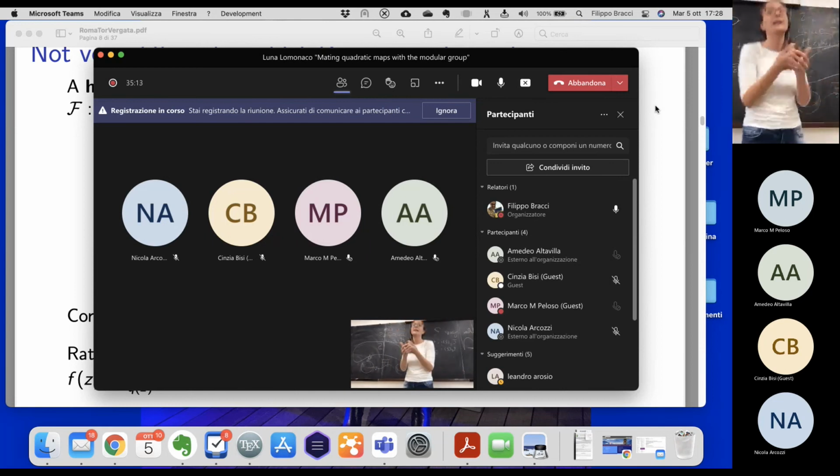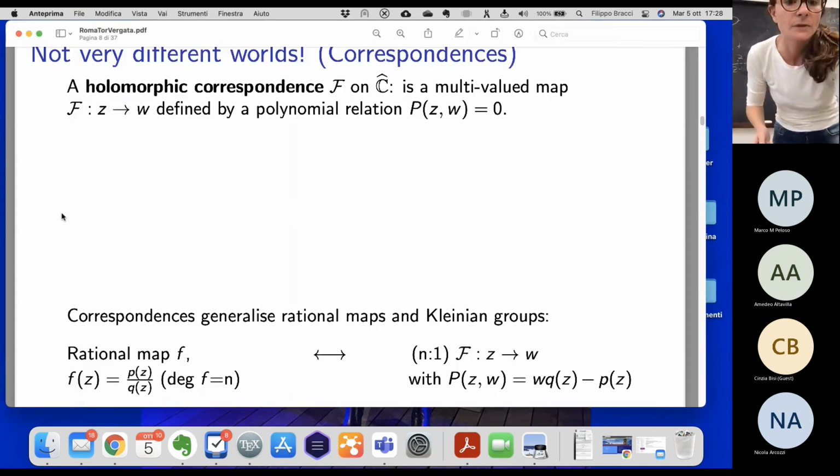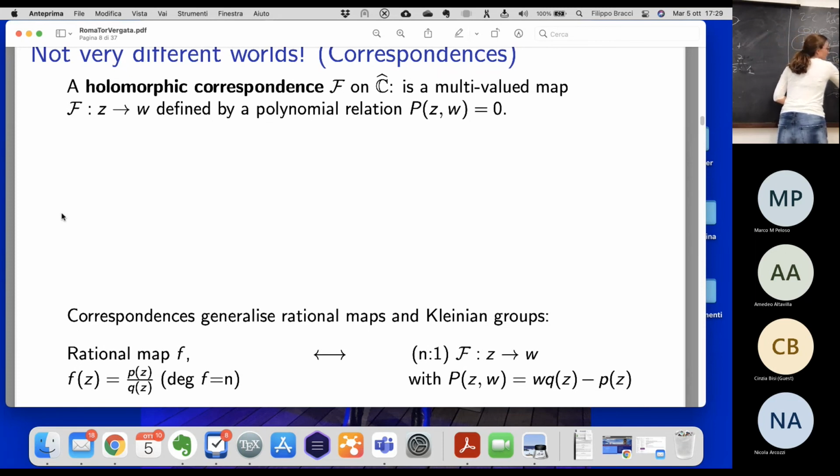Well, because we can write a rational map as a correspondence, just taking as, if my rational map is R(zeta), which is P(zeta) over Q(zeta), we just take as polynomial F(zeta, W) defined by the polynomial P(zeta, W), which is W Q(zeta) minus P(zeta).